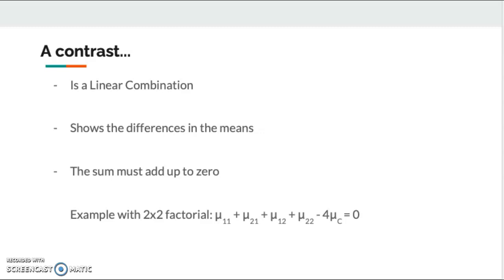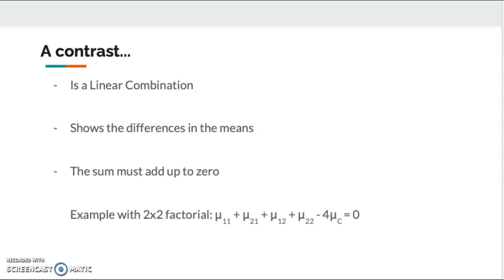So it's basically a formula where you have a bunch of variables and then an equation set up to equal zero. And basically what this does is it shows you all the possible differences in your sample means. And like I said previously, this sum has to add up to zero. And that's because you're adding all your treatment means together.